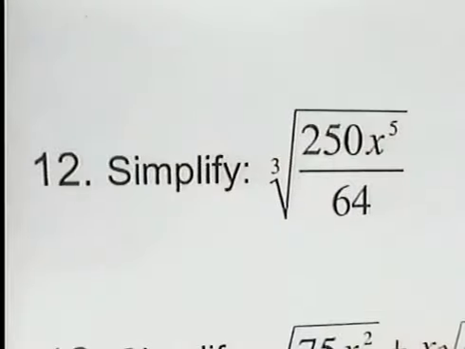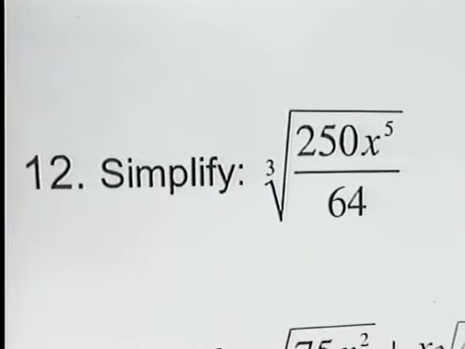Okay, here's the next one, number 12. You were to simplify this. Now, I gave you a third root, cube root. What you should have seen in the 250 is a 125. And the 64 is 4 to the third. So you know you can have a 4 pulled out from the denominator. The numerator, 2 times 125, I can pull out the 5. The x to the 5th can be written as x cubed times x squared.